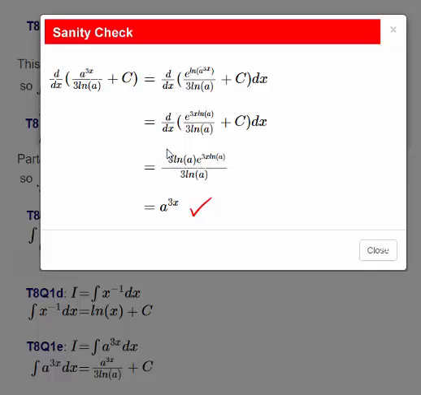The 3 log a in the numerator will cancel with the 3 log a in the denominator, and now we've got e to the 3x log a, which is the same as e to the 3x log a here. We know from before that is a to the 3x. So that checks out. And that's the end of question 1.